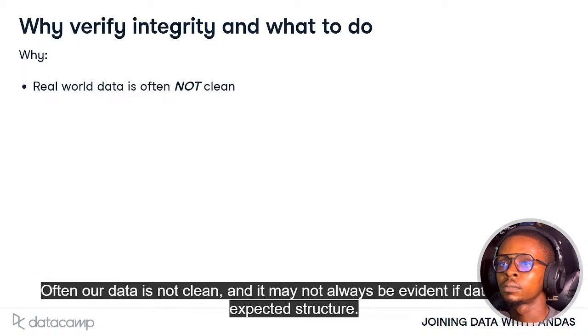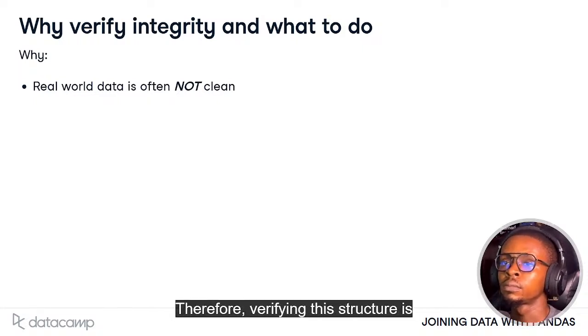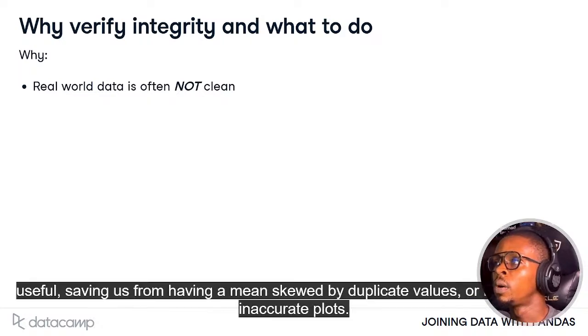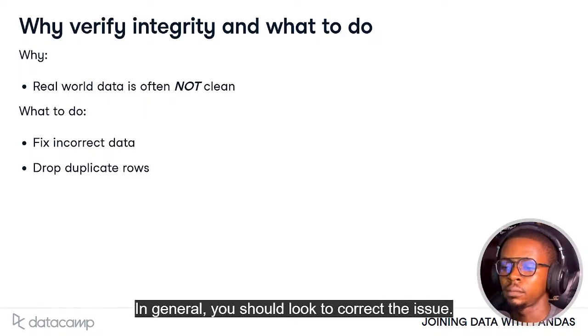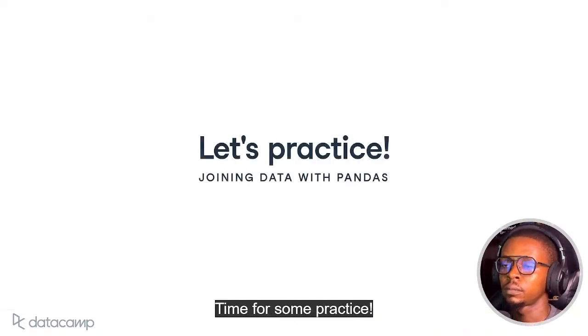Often, our data is not clean, and it may not always be evident if the data has the expected structure. Therefore, verifying this structure is useful, saving us from having a mean skewed by duplicate values or creating inaccurate plots. If you receive a merge error or a value error, you can fix the incorrect data or drop duplicate rows. In general, you should look to correct the issue. Time for some practice.